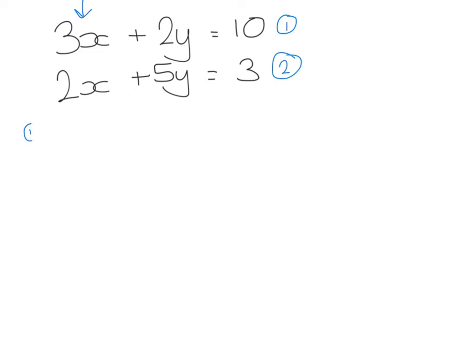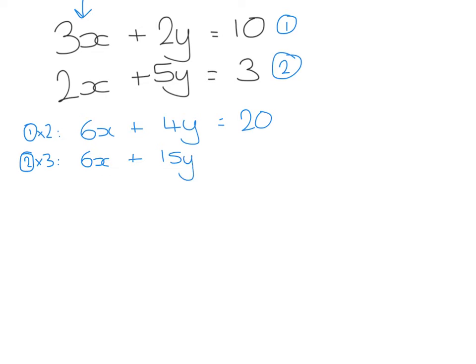So I'm going to take equation 1 times it by 2, so that's going to give me 6x plus 4y is equal to 20. And then I'm going to take equation 2 and I'm going to have to times that by 3. So that will give me 6x as well, plus 15y is equal to 9. Again, I'm just going to draw myself an arrow to remind myself that this is the bit that I have made the same.